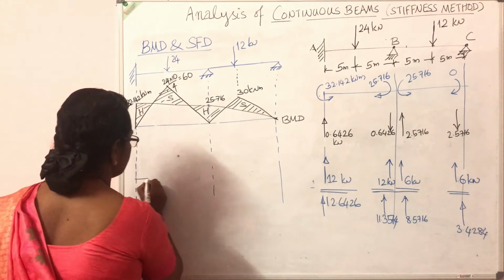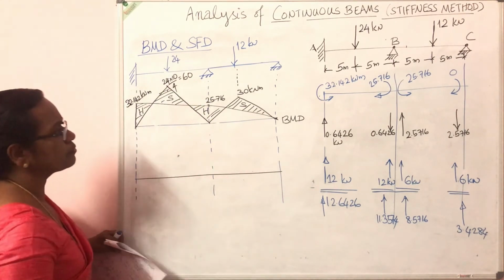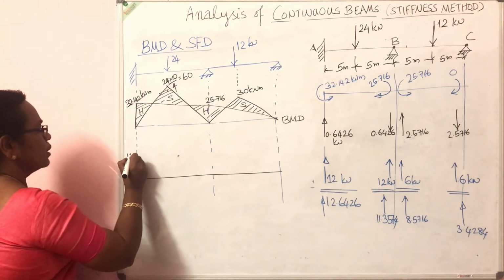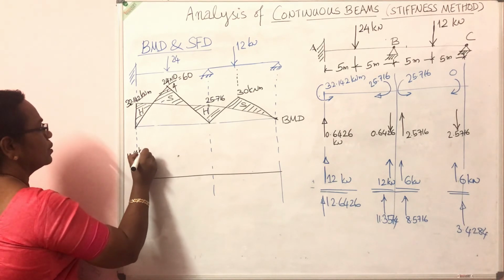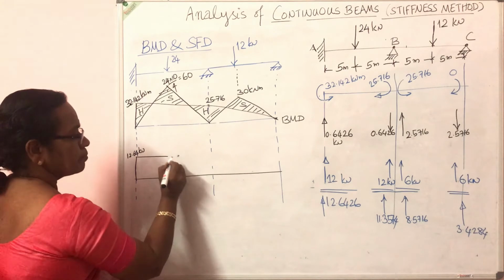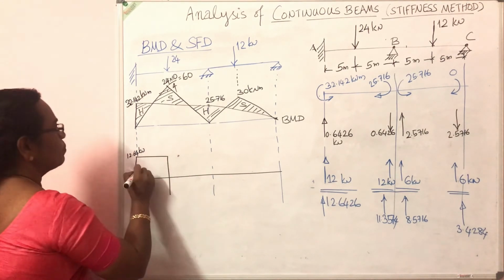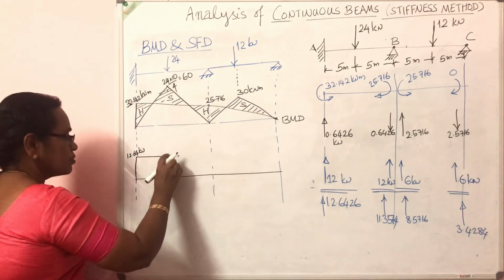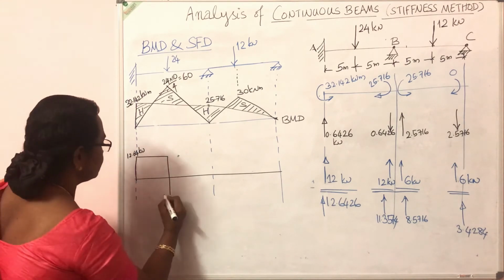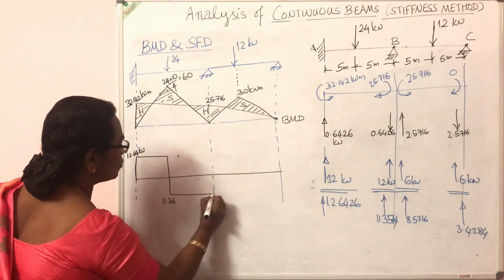Next, we draw the shear force diagram. Here the value is 12.64, RA. So 12.64, you go up from here, 12.64 kilonewton. Up to this, there is no load. Then this 24 comes down by 24. So 12.64 minus 24 will lead to minus 11.36. After this, there is no load, you go straight.